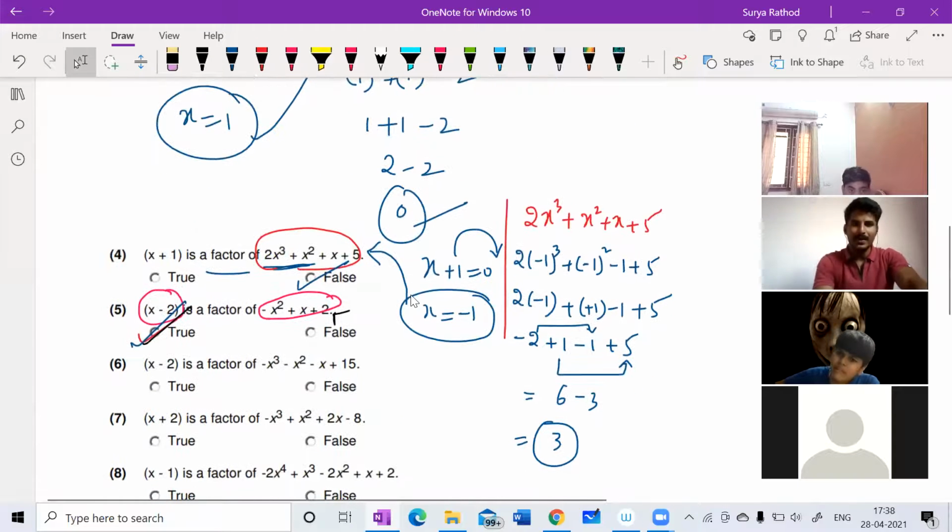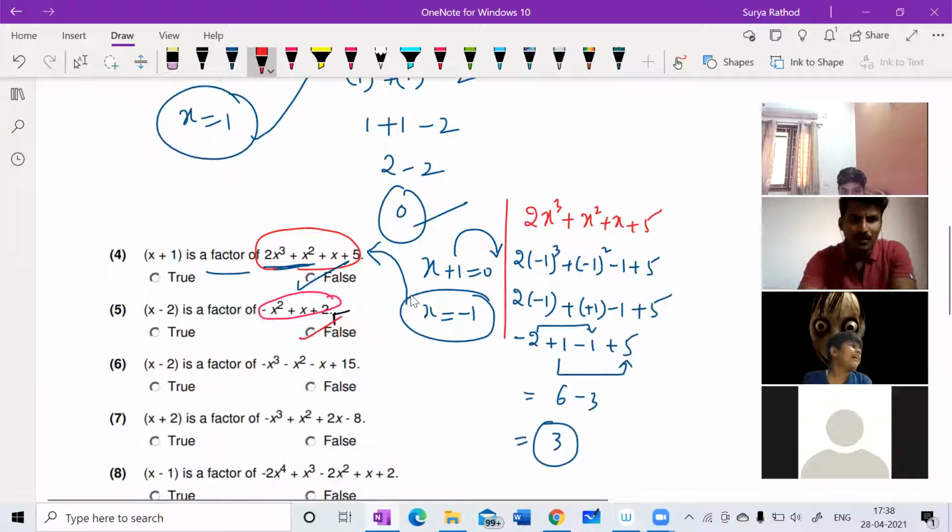Sir, the minus was outside the bracket, right? This is my fault. Sorry. What did you say? Minus 2 square.